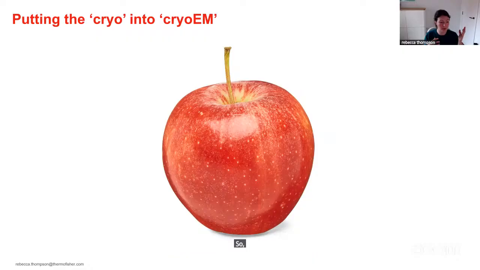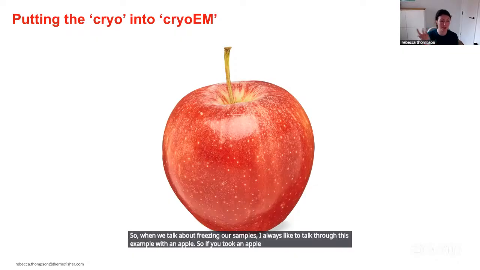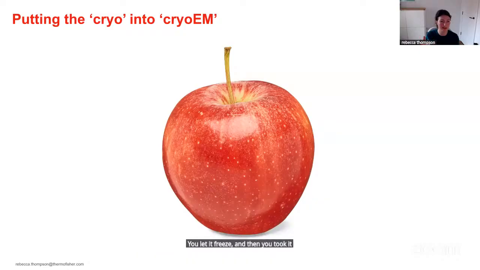So when we talk about freezing our samples, I always like to talk through this example with an apple. So if you took an apple and you put it into a freezer, you let it freeze, and then you took it back out again, and I said, would you like to eat this apple?